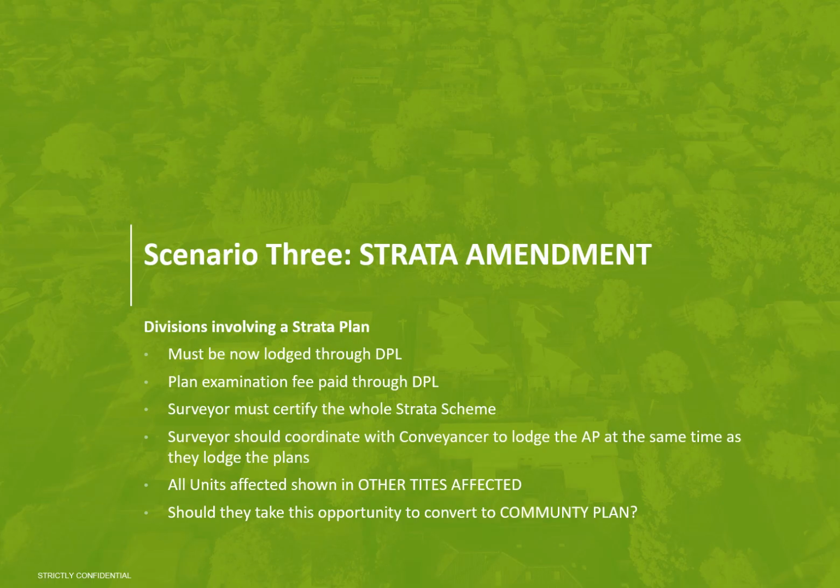Scenario 3. Now let's talk about divisions involving strata plans. As you all know, all these plans used to be lodged as manual plans, but we are now able to lodge these plans through DPL. As per the Community Plan Amendment, the Division Plan and Strata Amendment must be lodged together, and the DP will become the new outer boundary.